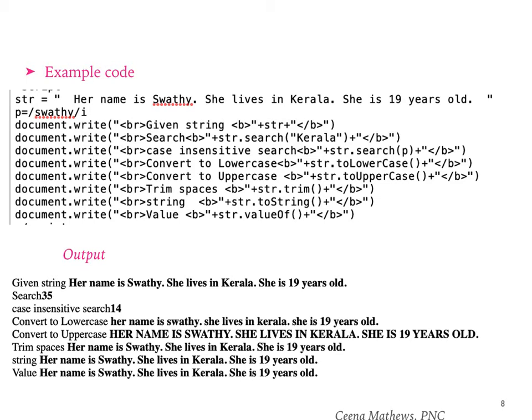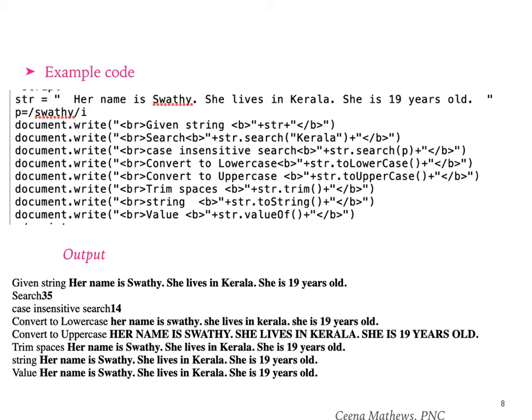In the second document.write, str.search("Kerala"). We search here for Kerala. It searches for Kerala and returns the position of Kerala in the given string. So it returns the value 35. And the third document.write does the case insensitive search using the regular expression. The regular expression used here is the defined variable p, that is /Swati/i. So it will search for Swati case insensitively and returns the position as 40.